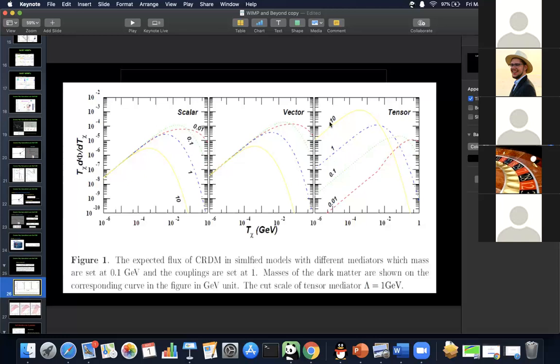You can see that in this low energy range, for the heavier dark matter mass, it will have a larger flux. This is because of the tensor interactions, which make the scattering cross section proportional to the dark matter mass. So that will give very special results.